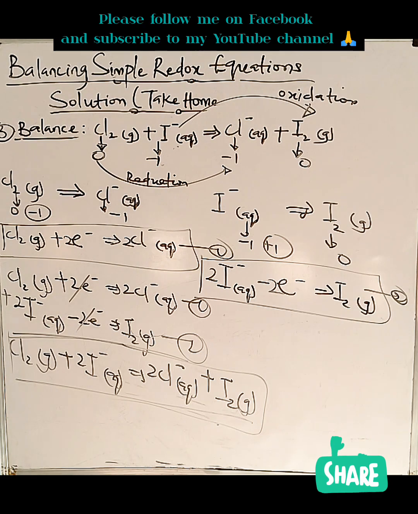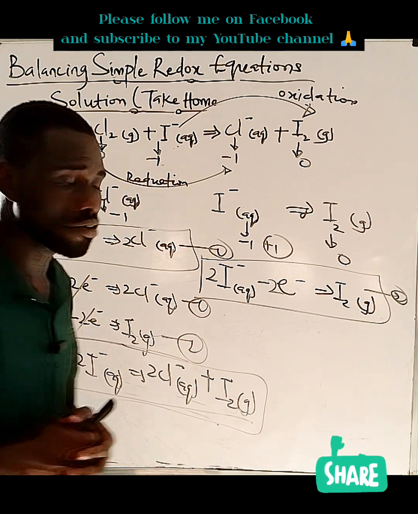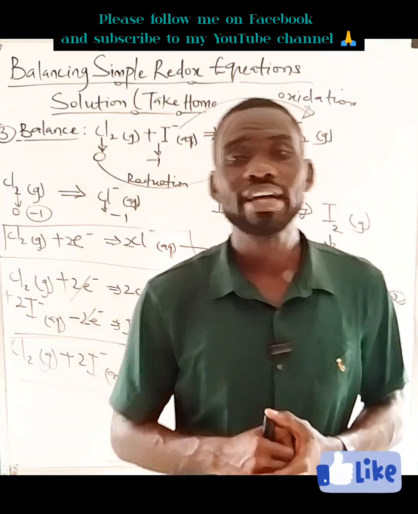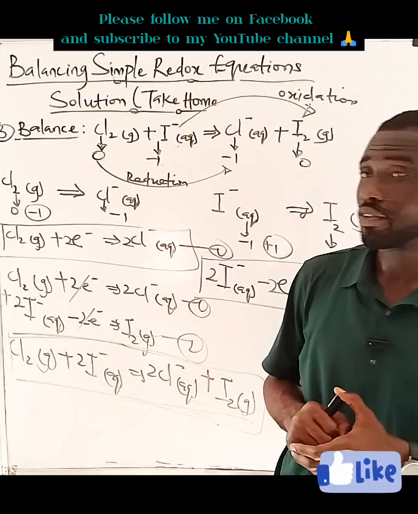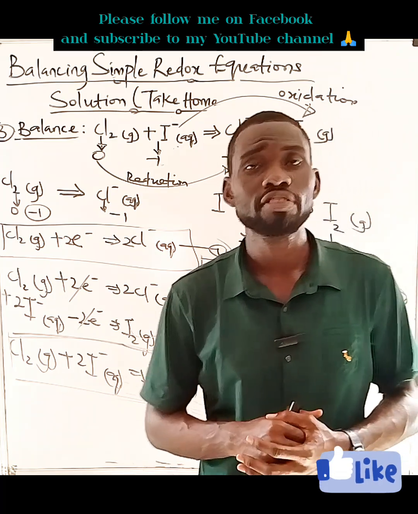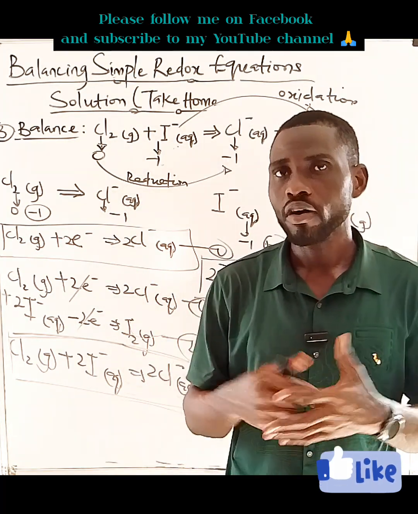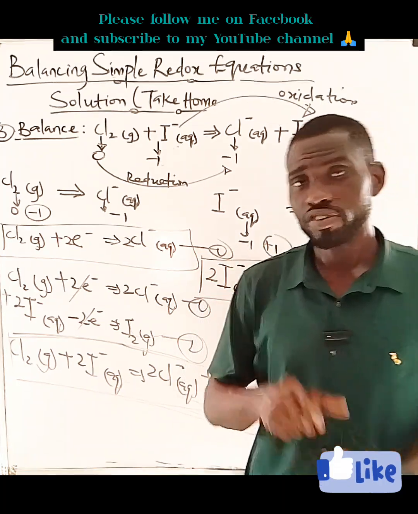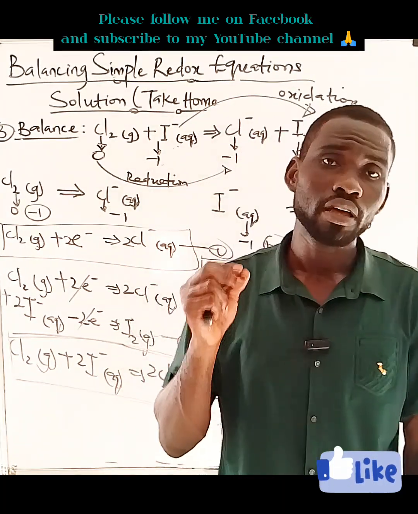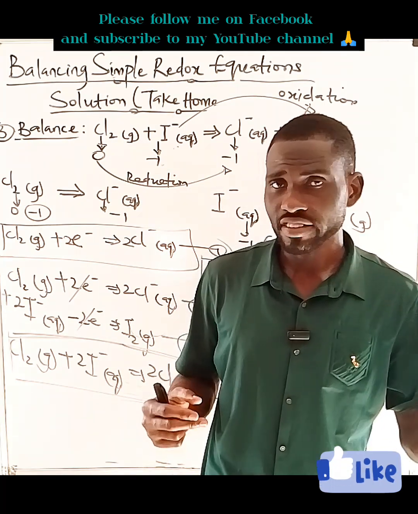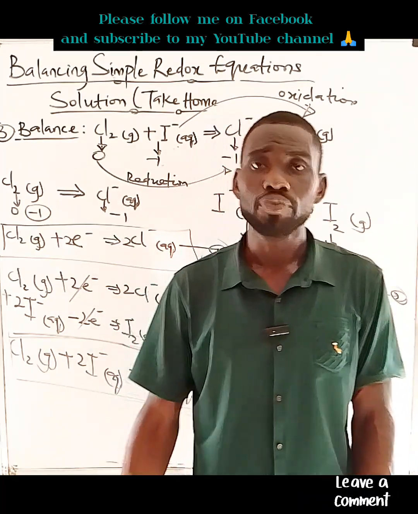So this is the solution for the third take home given to us in our previous set of lessons. I'm very sure that a whole lot of people got this question right. If you're one of those that got this question right, it means you understood 100% all we've learned so far on balancing of simple redox equations. In our next set of lessons, we're going to be looking at balancing of complex redox equations, which has to do with the acidic and the alkaline redox equations.